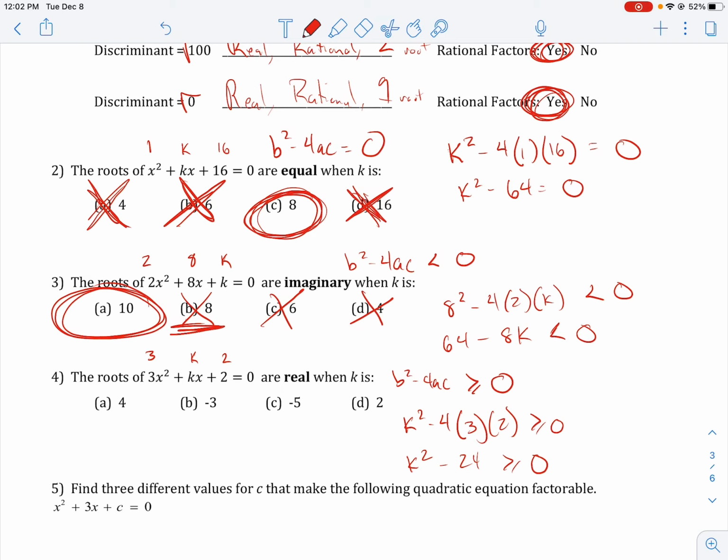We need to figure out which one of these numbers will still allow me to be greater than or equal to 0. 4 squared is going to give me 16. 16 minus 24 is not greater than 0. How about negative 3? Well, negative 3 squared is 9. So 9 minus 24 is not greater than 0. So if 3 and 4 don't work, certainly 2 isn't going to work. So it has to be 5. And let's think about that. Negative 5 squared is equal to 25. Is 25 minus 24 greater than or equal to 0? Yes, it is.